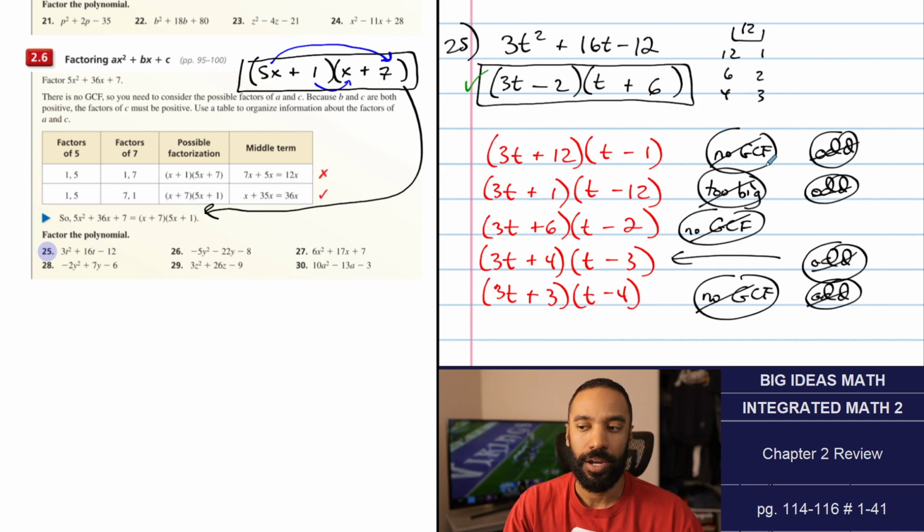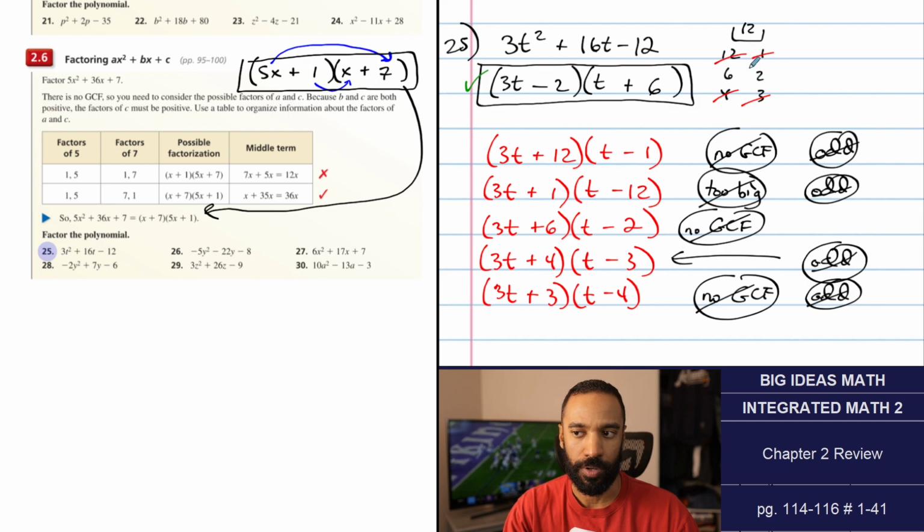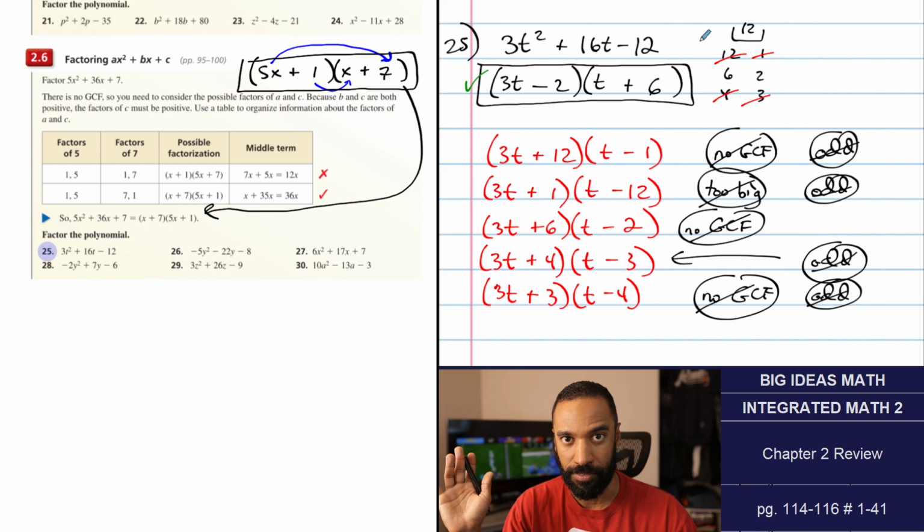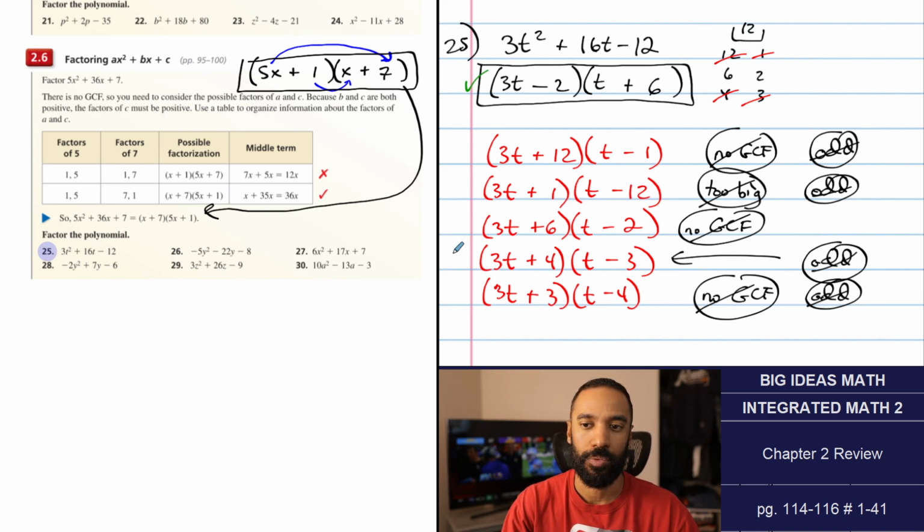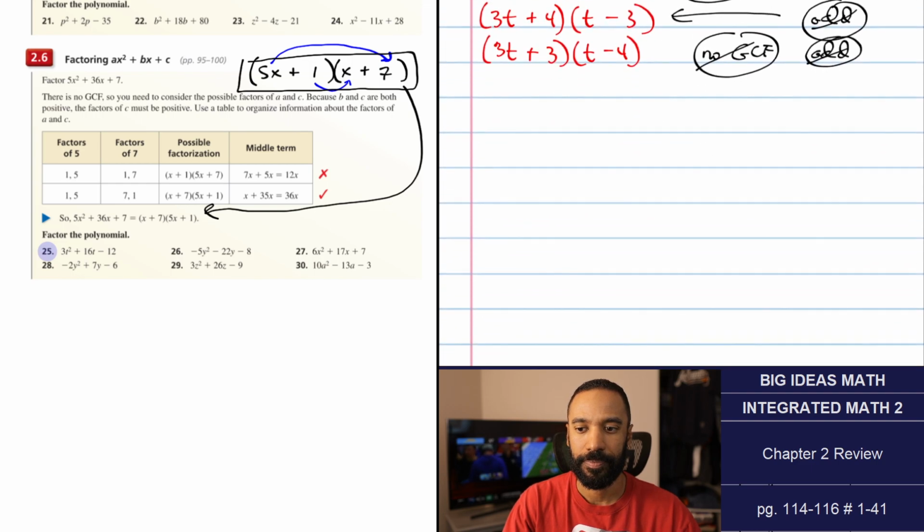So for this one here, I never would have tested 12 and 1. I never would have tested 4 and 3. Only odd results would have come out. I only would have tested 6 and 2, but I wouldn't pair up the 6 with the 3 because of a GCF that never existed. The only one that was possible was negative 2 and 6 or positive 2 and negative 6. And all I would have to do is switch signs once I figured out which one was which. So that's number 25. Now I get to go faster on all the other ones.